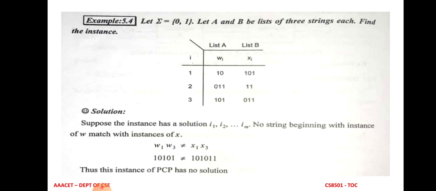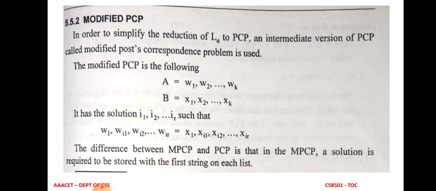You can check after this lecture. You can take the integer values 1, 2, 3 and apply any order, like W1, W2, W3, W2, W3, W1 or W1, W1, W3. You can check whether any particular order or combination makes both lists equal. But this problem has no solution for this PCP.